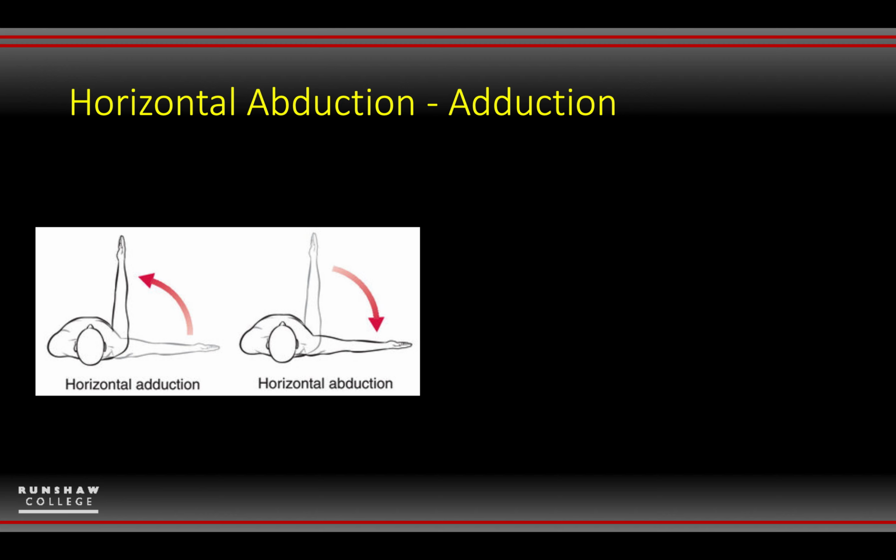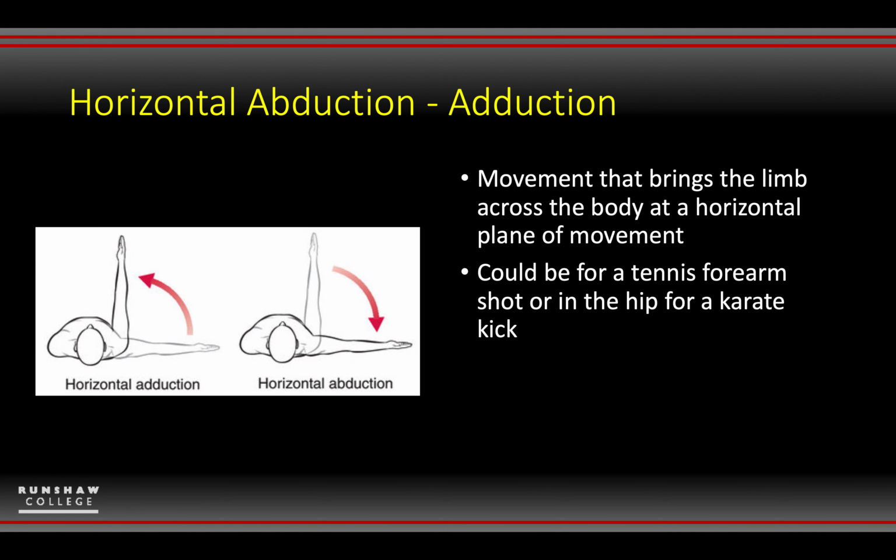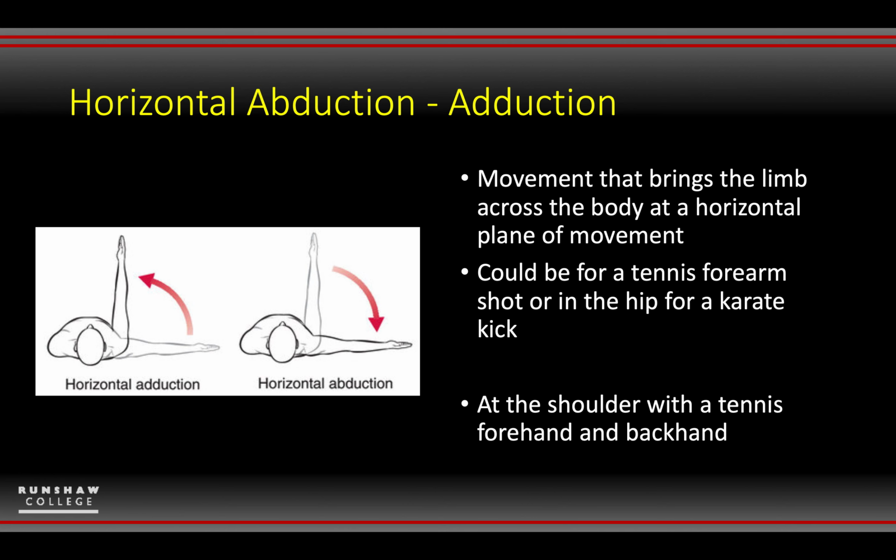Okay, horizontal abduction and adduction. So if we take the shoulder here, looking at horizontal, and it's literally bringing it forward. As we said, flexion is bringing a joint forward. Now this might be used in something like tennis, in a shot, something like that.